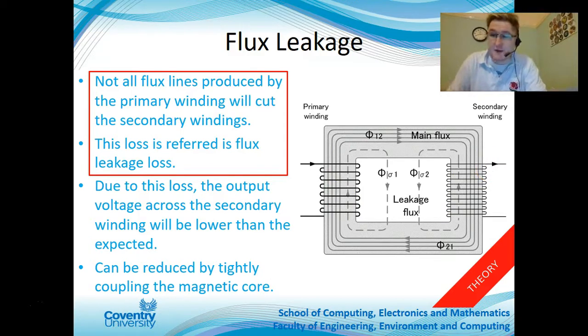So what happens there is you're using energy to create a magnetic field which isn't intersecting with the second coil, and hence it isn't transferring its energy into the coil, which means it's wasted. So that's why flux leakage is a loss, because you're using energy to create a magnetic field and flux that is doing nothing. That's why this is the leakage flux. And the way you can get around that, as I've said here, is to tightly couple the magnetic core.